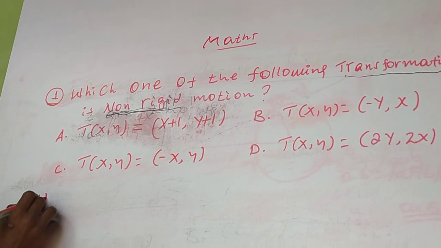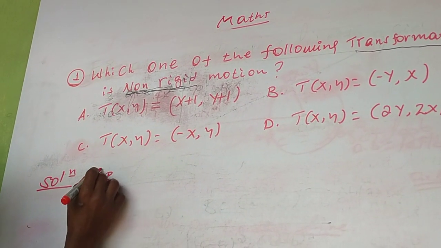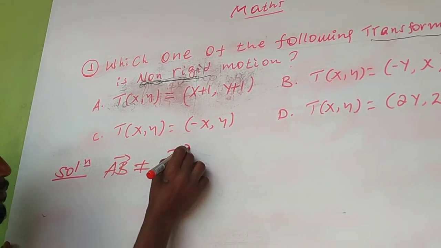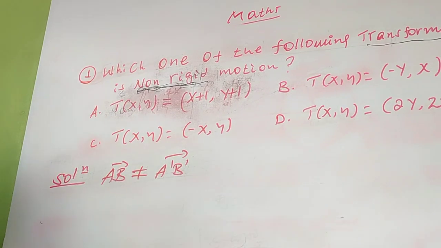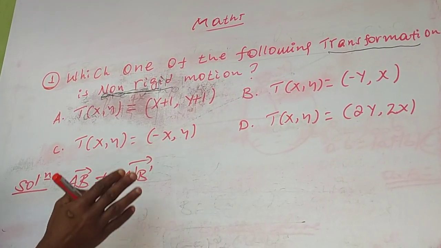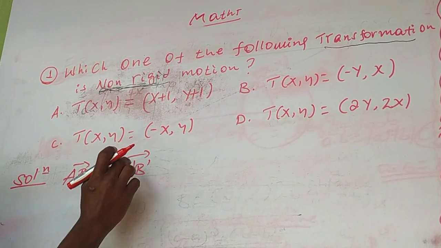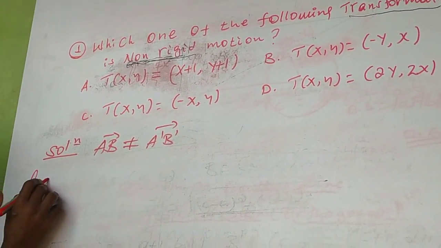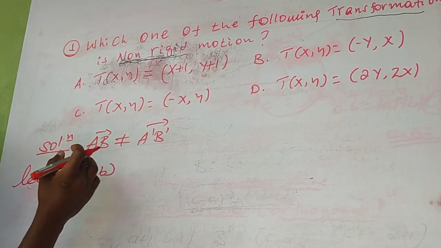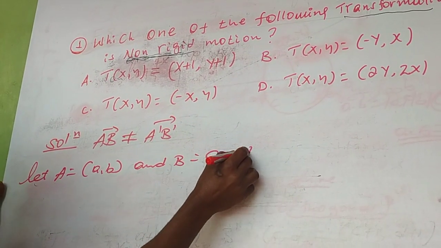For non-rigid motion, AB does not equal A prime B prime. That means it does not preserve distances. A non-rigid transformation does not preserve distances. Let's say A is (a, b) and B is (c, d).